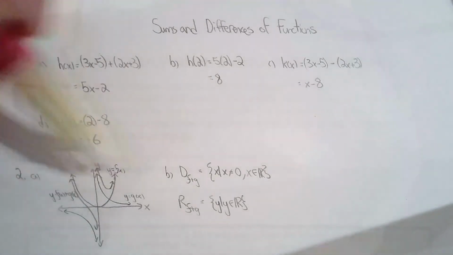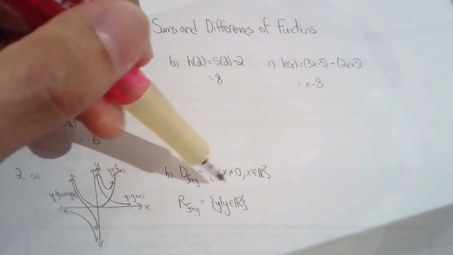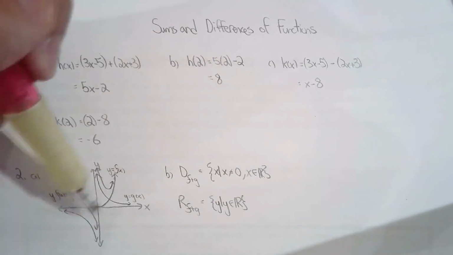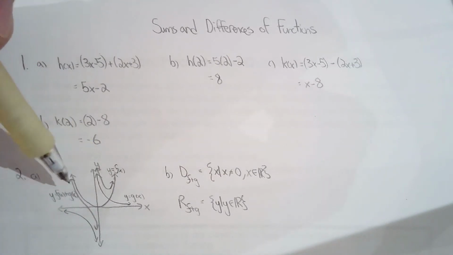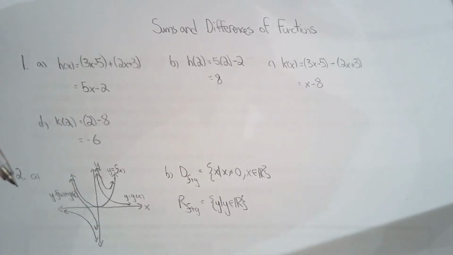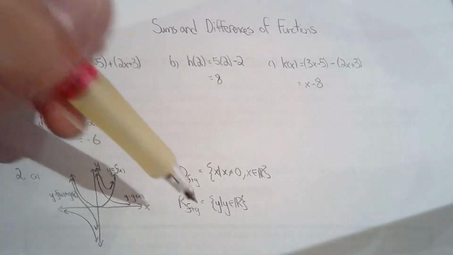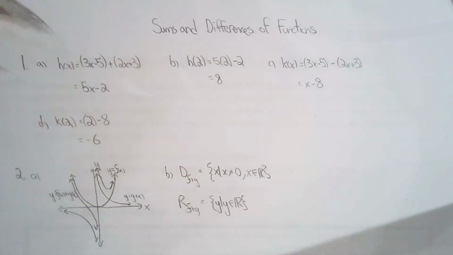In this case, we're working with the sum of f and g. So I found that by looking at the domain of x squared and 1 over x. Everything is defined for the 2 functions except for x equals 0, because 1 over x is undefined at x equals 0. As for the range, just look at the graph that you created for 2a.